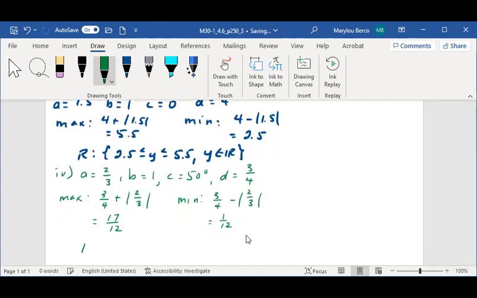So the range is y such that 1/12 is less than or equal to y is less than or equal to 17 over 12. Y is an element of all real numbers.